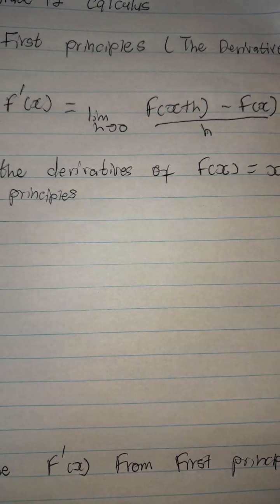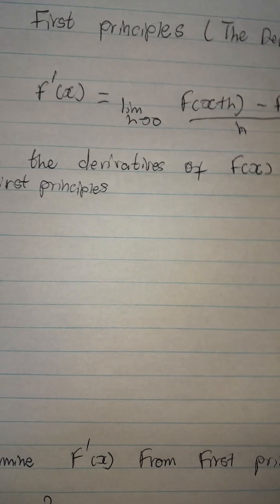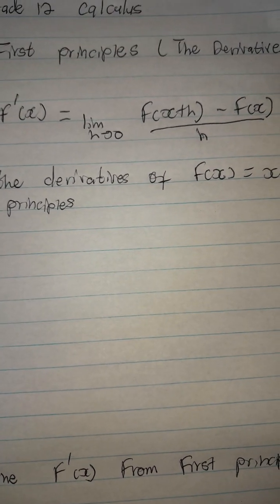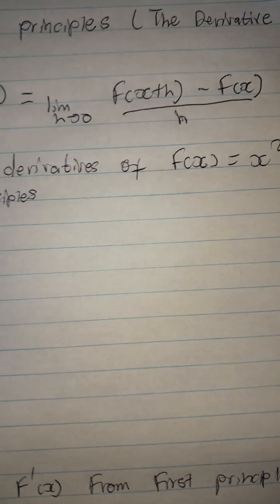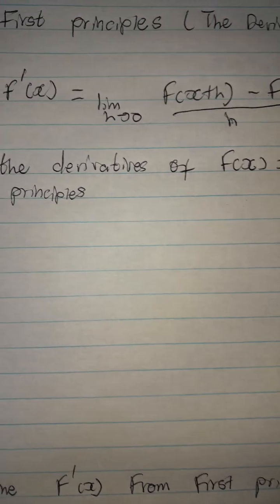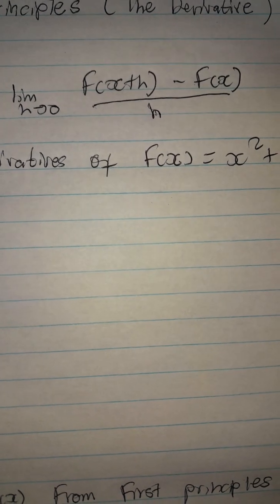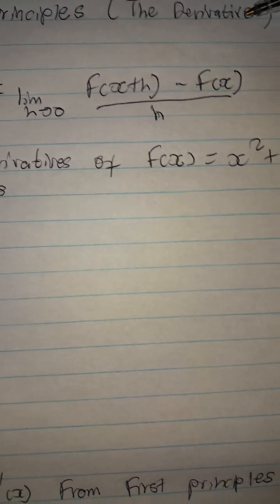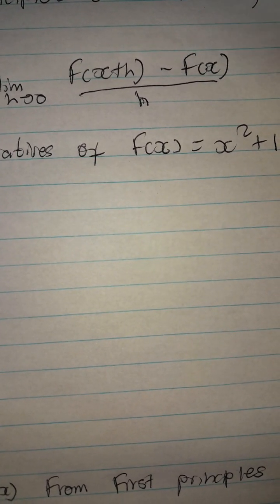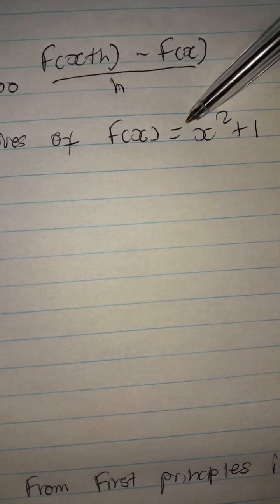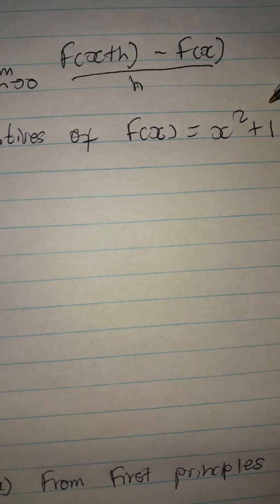When you want to find a derivative from first principle, you will be required to use this formula, which is the derivative of f of x, which equals the limit as h approaches 0. Always remember this part, it's always going to be the given function. In this case, the given function is x squared plus 1, right?